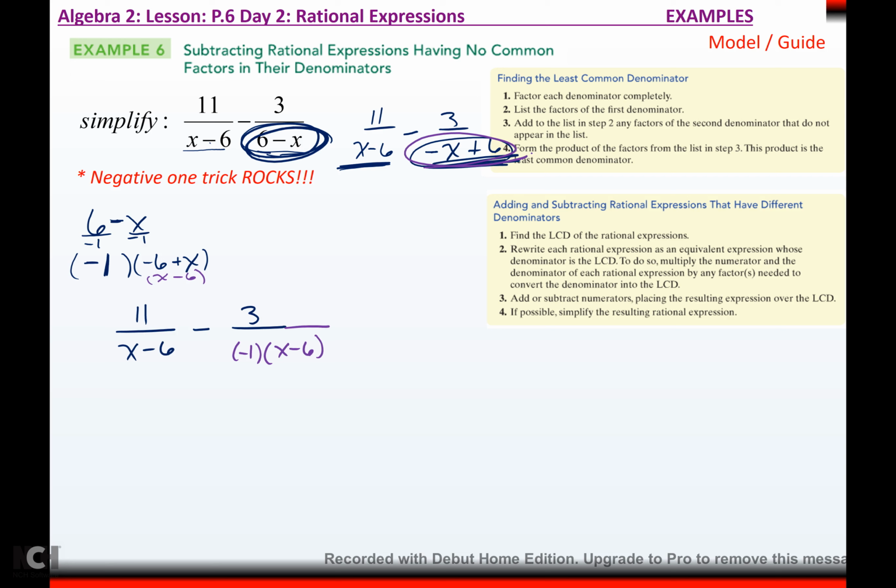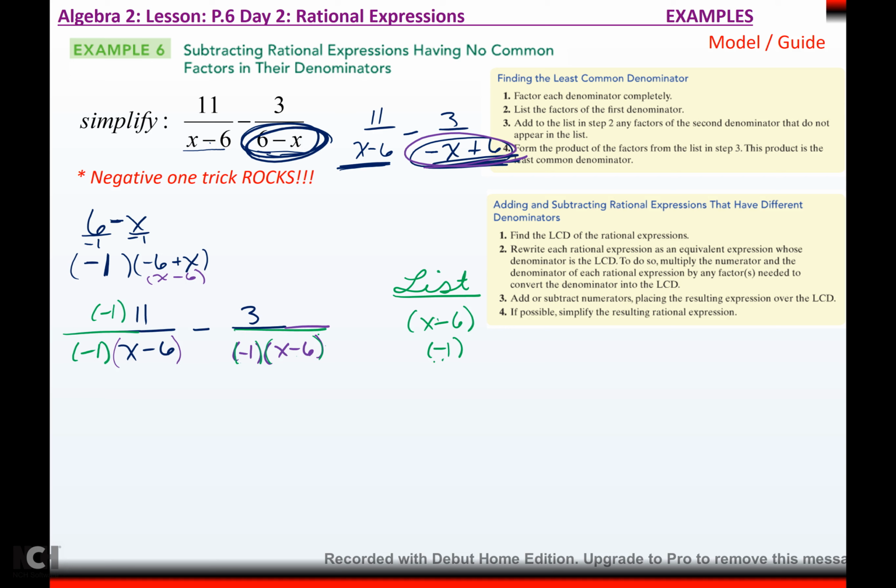Okay? So now they almost have a common denominator. They both have the x minus 6. So if I make my list, I need an x minus 6 factor and I need a -1 factor. I don't need 2 x minus 6's. The only way you'd need 2 is if one of your denominators had 2. So there's my list. This one has the x minus 6, it's missing the -1, so I got to do the top and the bottom by -1. This one has everything in the list, so I don't need to multiply by anything.